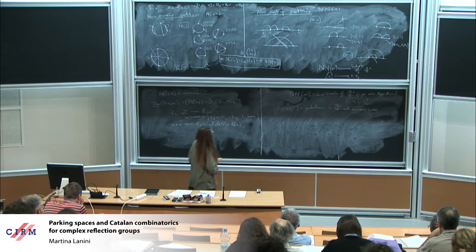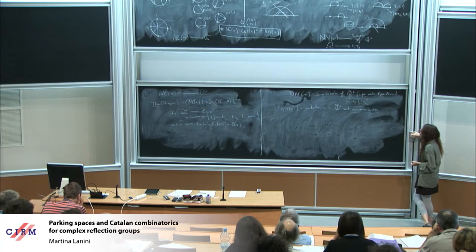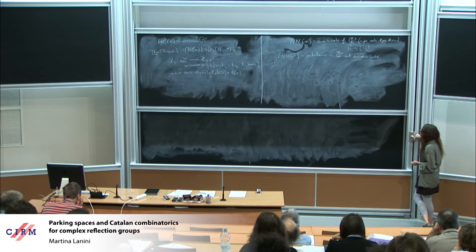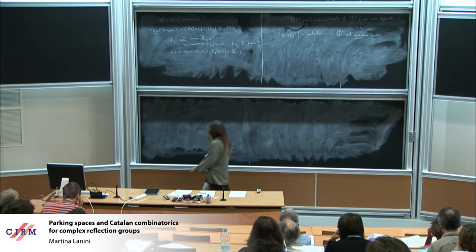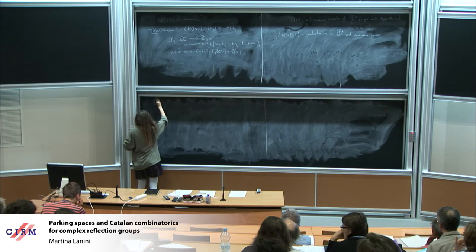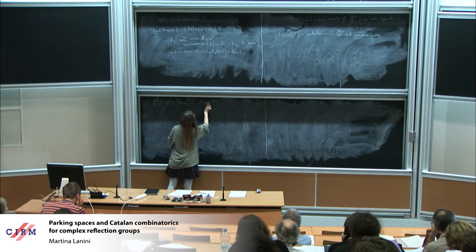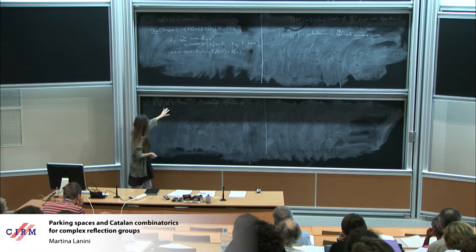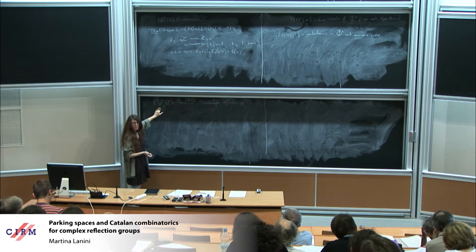Well, I guess now we've played enough with type A, and we should be able to guess already how to generalize all of this to a more general setting. Okay, so let me start again from the non-crossing side. So I want to look at some irreducible complex reflection group, and V is its reflection representation. Irreducible means that V is acted on irreducibly. Okay, so that's its reflection representation.